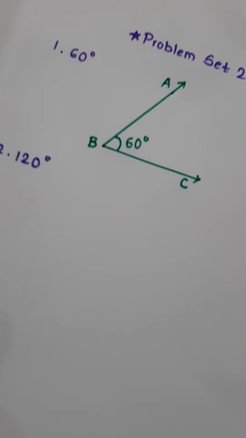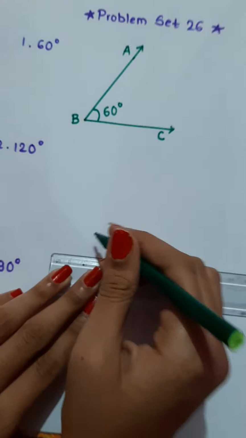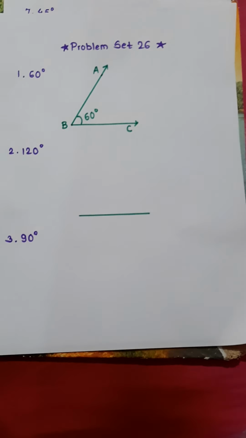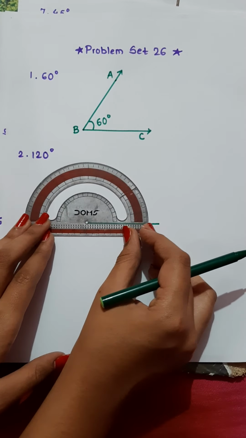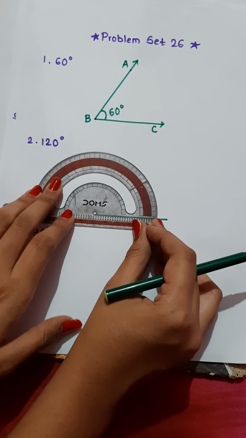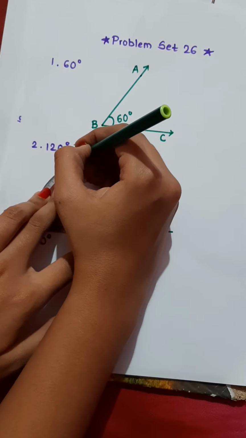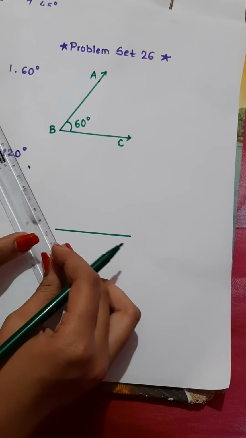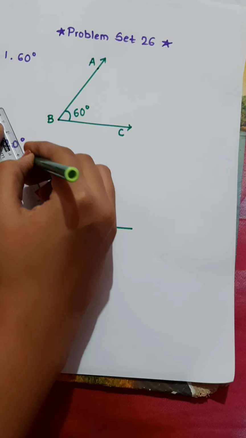Now the second, 120, more than 90 degree means obtuse angle. So its shape always goes out. Acute angle always comes in and obtuse angle always goes out. Keep the protractor properly on the horizontal segment and take the distance of 120. Now it is more than 90, so it goes out. Mark at 120 degree and join the segment.